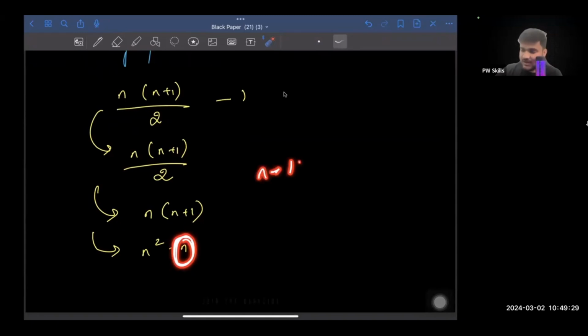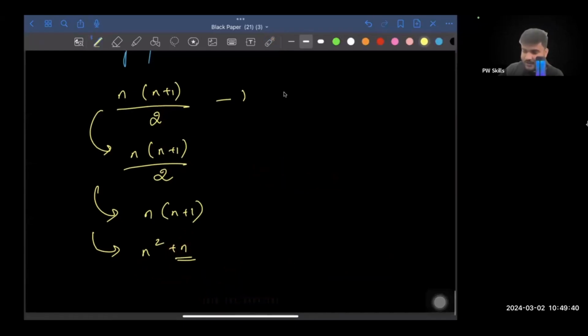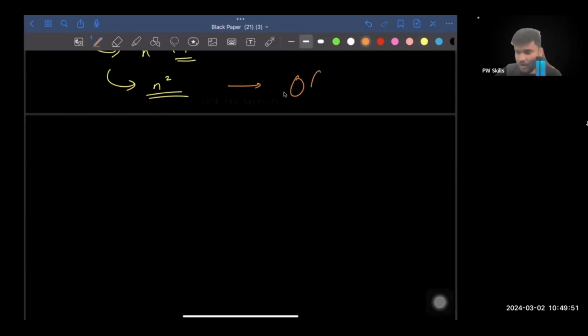For example, if n is 10 raised to the power 5, this is 10 raised to the power 10 plus 10 raised to the power 5, which is effectively 10 raised to the power 10. So we will avoid the lower degree term as well. We get n square. That means in the worst case, the time complexity will be big O of n square. Is this point making sense, guys?